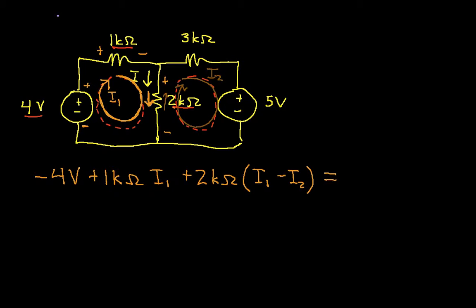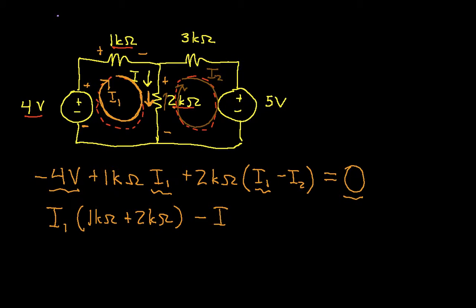And since we're applying KVL around mesh 1, we're done. We can say that this is equal to 0. And we can rearrange this a little bit. We can factor out an I1 and move the negative 4 volts over to this side. And we get then I1 times (1K ohm plus 2K ohms) minus I2 times 2K ohms is equal to 4 volts.